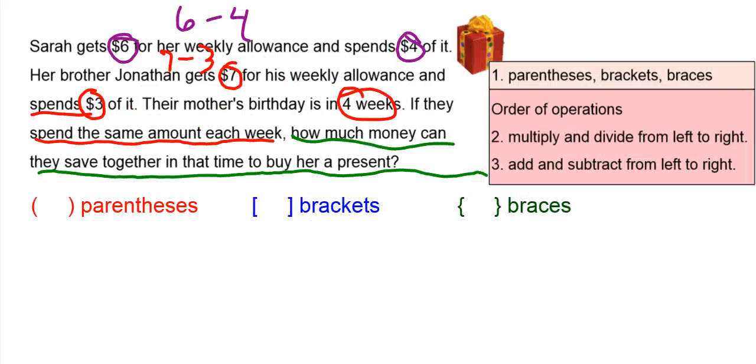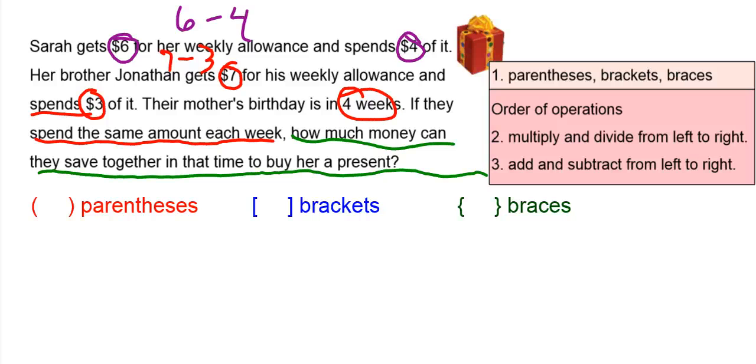So here's the information that we know. We know that Sarah gets $6 and spends $4. Her brother Jonathan gets $7. He spends $3. Their mother's birthday is in 4 weeks. And if they spend the same amount of money each week, and this is for the 4 weeks, how much money can they save in that time to buy her a present?